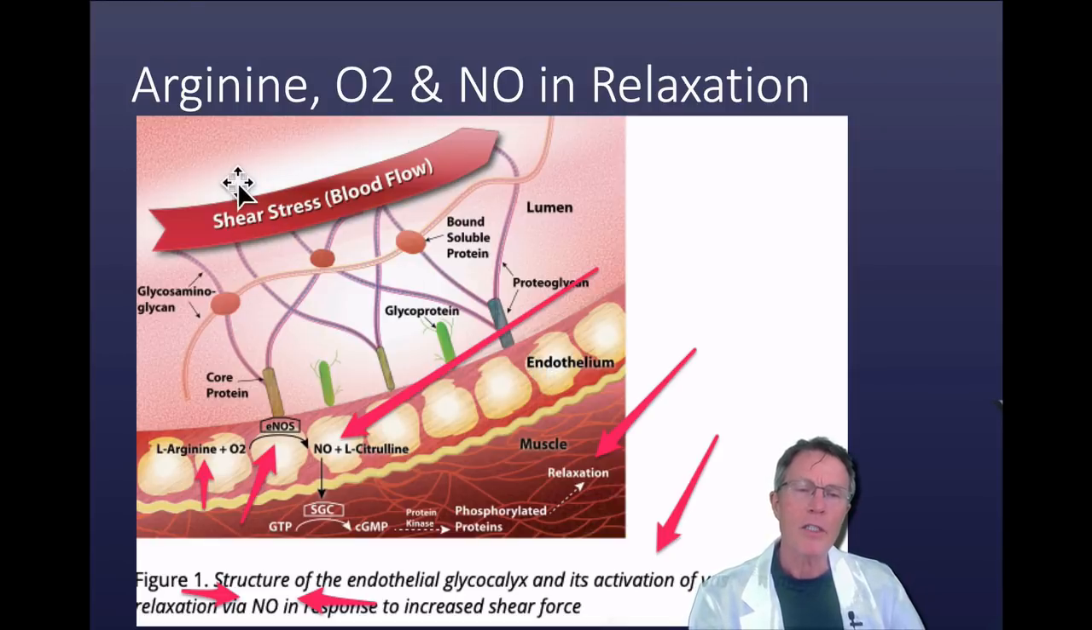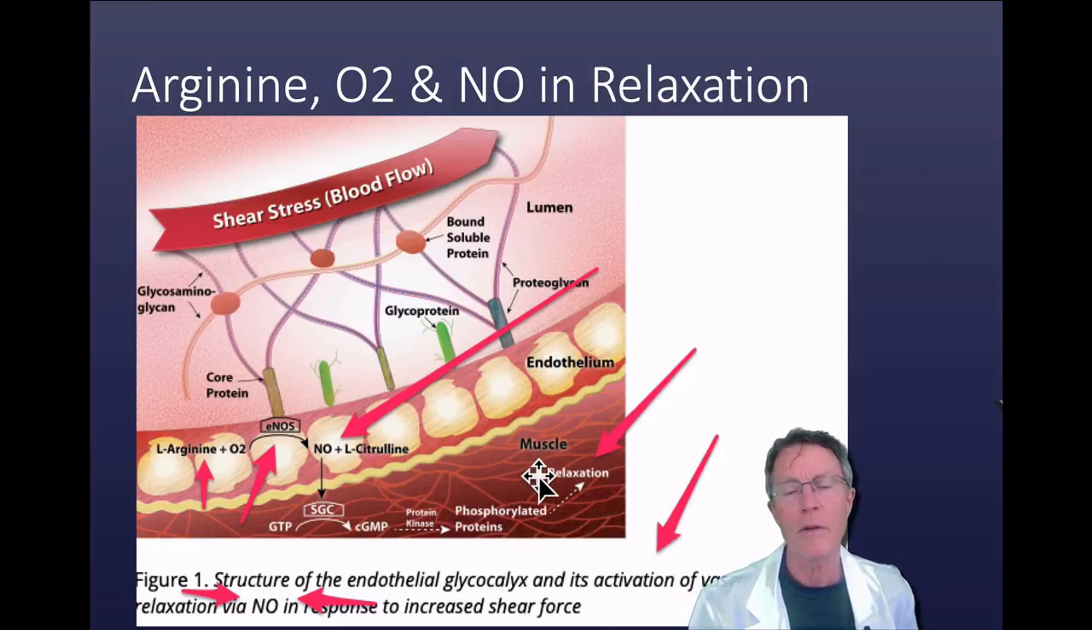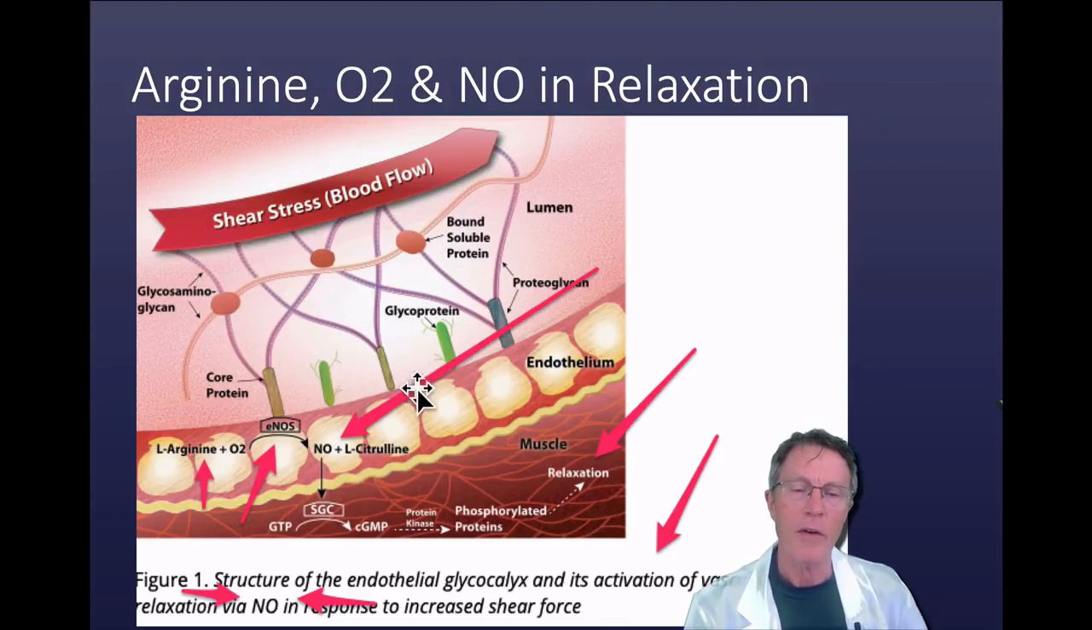This shows that process where, again, you get shear stress here because you get blood flow, but you don't get that. The flow is much slower here. This one also shows a couple of other things. It talks about L-arginine combining with oxygen to form nitric oxide, which then goes on to create relaxation in the media or the muscle wall. Again, flow out here, glycocalyx area here, intima area here, and media or muscle area here.